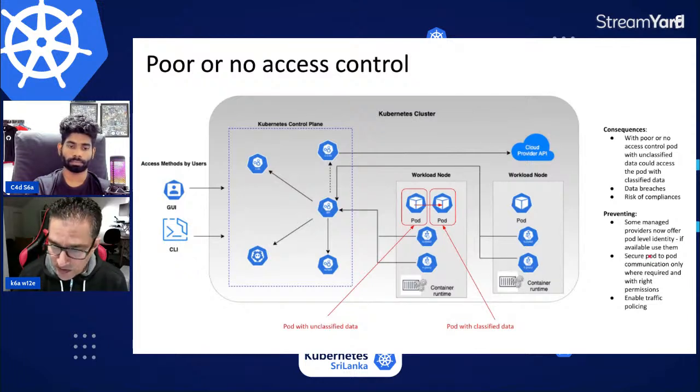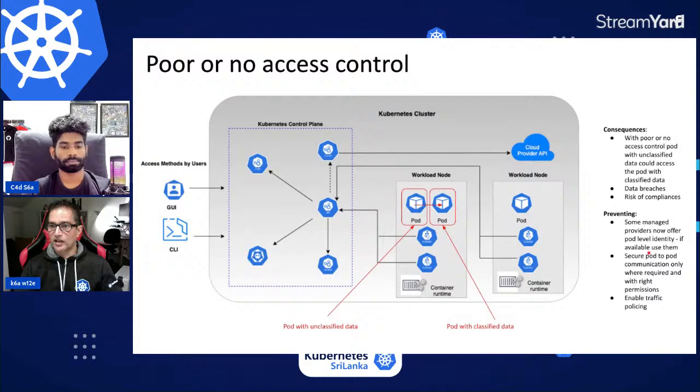Some managed providers like GKE and EKS, and even Azure to a certain extent, provide identity at the pod level. So you have a different identity for each pod, and you define what they can and can't do, right? That way, pod A cannot talk to pod B and get the data. Even if it did, it probably can't read the data because the data is encrypted, right?